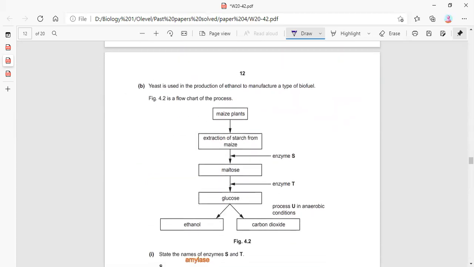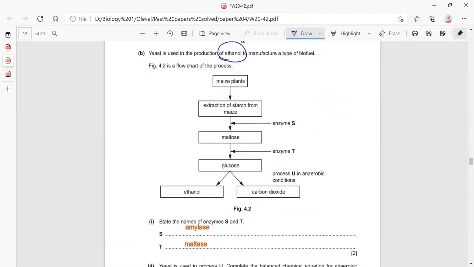Yeast is used in the production of ethanol. How do they use it? Ethanol is a type of biofuel, fuel for the cars. Figure 4.2 is a flow chart. We take the maize, which is corn, and then you extract starch. You take the starch from the maize.